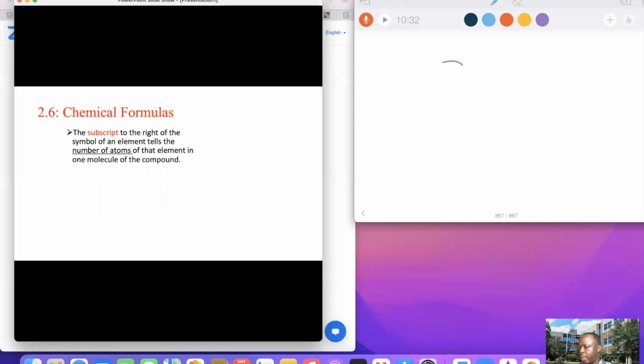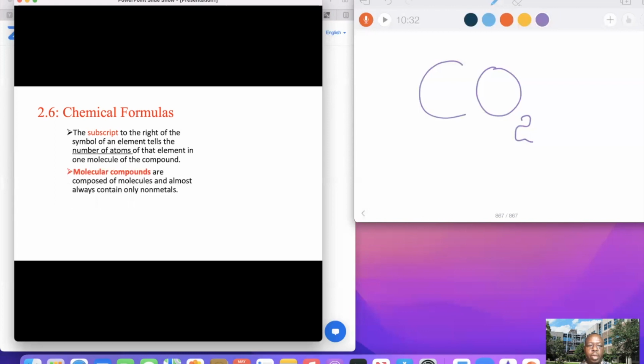For example, this is the chemical formula for carbon dioxide, all right? You should know what the subscript means. It means we have two oxygens for every one carbon in carbon dioxide. The subscript on the right of the symbol of an element tells the number of atoms of that element in a molecule of a compound. And remember what we say a molecule? It's the simplest unit of a molecular compound consisting of two nonmetals.